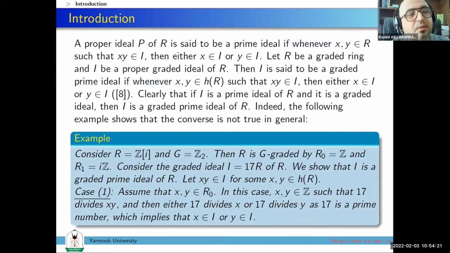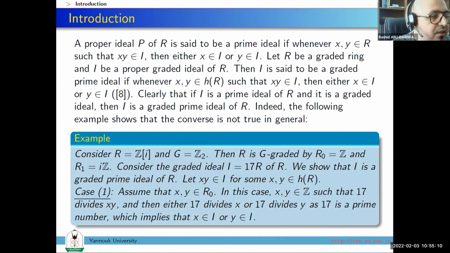Now, what is the definition of a graded prime ideal? We just redefine the same definition, but we replace the elements you are taking from R. Now you are taking them from the homogeneous elements of R. So again, if we have a graded ring R and a proper graded ideal, so the first condition is that it should be a graded ideal, then I is said to be graded prime if whenever x, y are in h(R), so this is the difference. Here you take the elements from R when you are talking about a prime ideal. When you are talking about a graded prime ideal, you take the elements from h(R), so they should be homogeneous. And the remainder of the definition is the same: such that xy belongs to I, then either x belongs to I or y belongs to I.